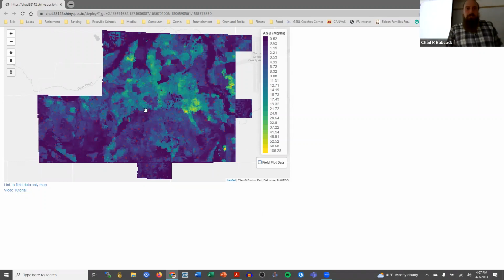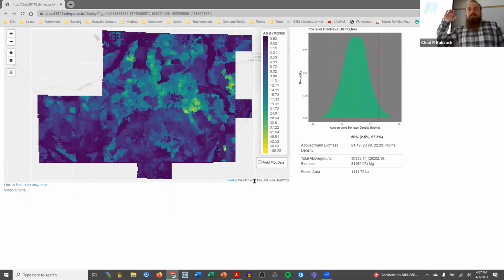So it's great. We have this nice little map of predictions, but it's a heck of a lot more than just a map. This little icon over here allows me to go in and draw this fun little box over top of all of Cloquet. Then I wait a second, and it produces this little figure on the side. Essentially, this is my posterior projected distribution of above ground biomass for the entire Cloquet Forestry Center.